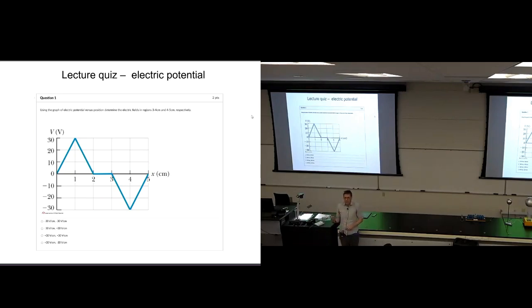Okay, I'll get started again. So remember that the electrical field is the negative slope of the electrical potential. The slope between 3 and 4 centimeters is downwards, minus 30 volts per centimeter, which means the field is positive 30 volts per centimeter. The slope between 4 and 5 centimeters is positive, plus 30 volts per centimeter, so the electrical field is the opposite sign, minus 30 volts per centimeter. So the correct answer is the fourth answer here: plus 30 volts per centimeter for 3 to 4 centimeters, minus 30 volts per centimeter for 4 to 5 centimeters. Everybody okay with that?